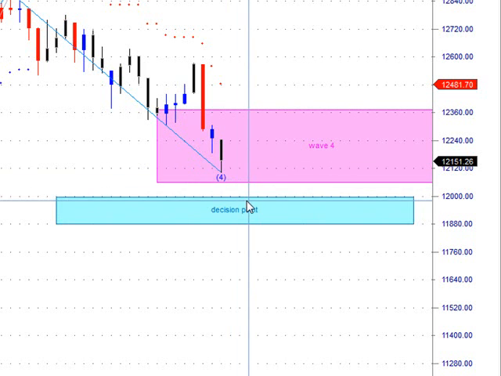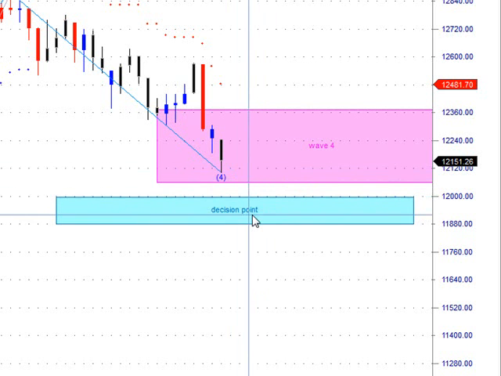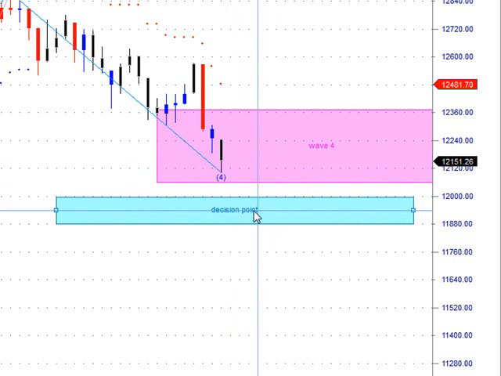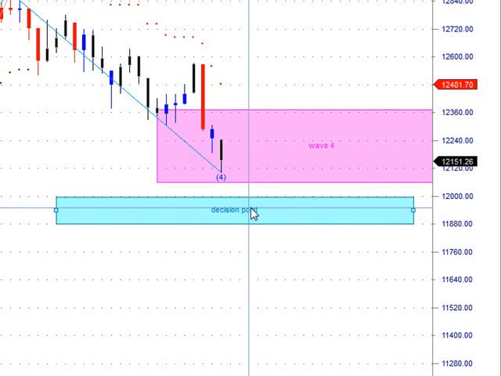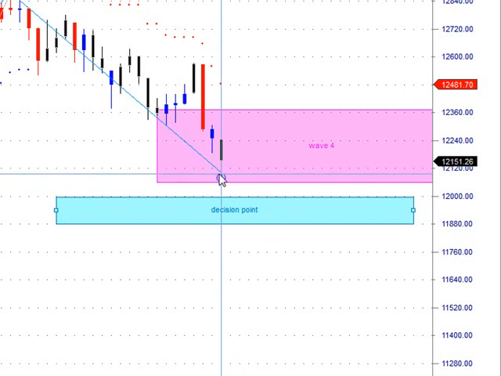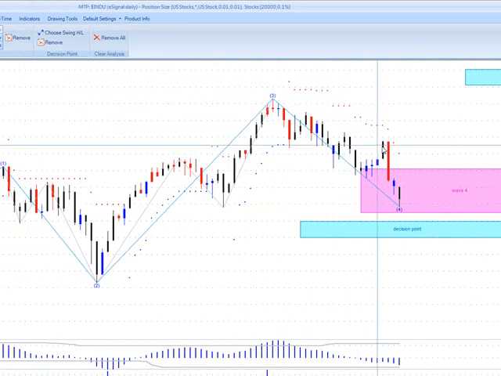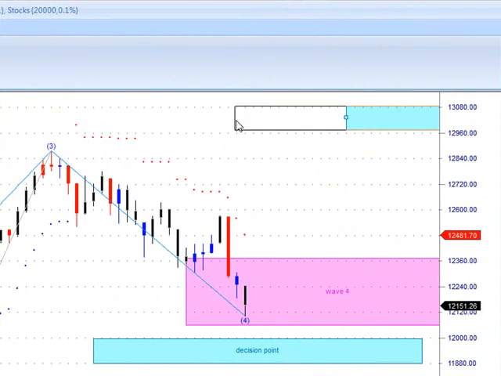Maybe an intraday type sell-off and then rally off this decision point support area. Would not be surprised at all if we get something like that. If this wave 4 support area doesn't hold, and again to the upside, I'm just going to take a decision point off the wave 3. This would be major resistance up here.